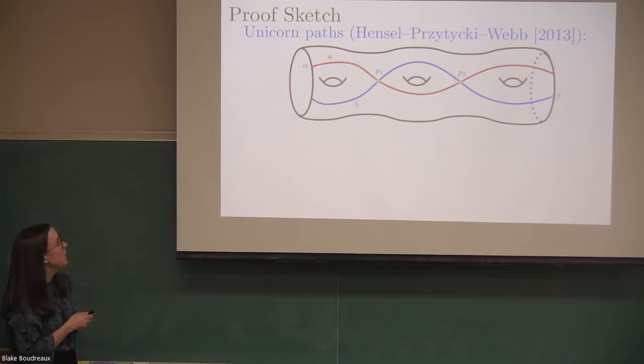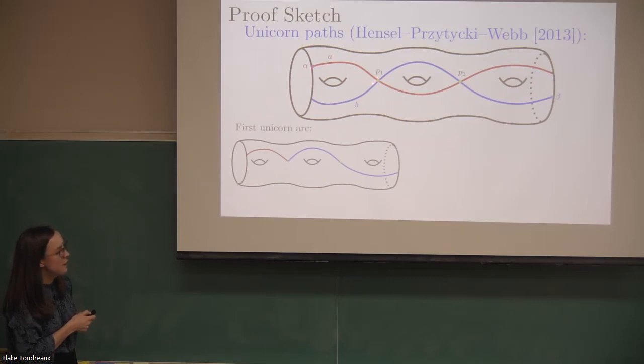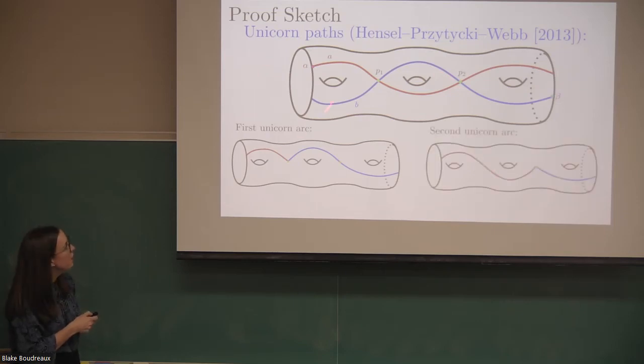The first unicorn arc, you're going to start at your point alpha, travel along A until you hit P1, and then you're going to travel along B until you hit beta. Your second unicorn arc, you start at alpha, you travel along A until you hit P2, and then you travel along B until you hit beta.